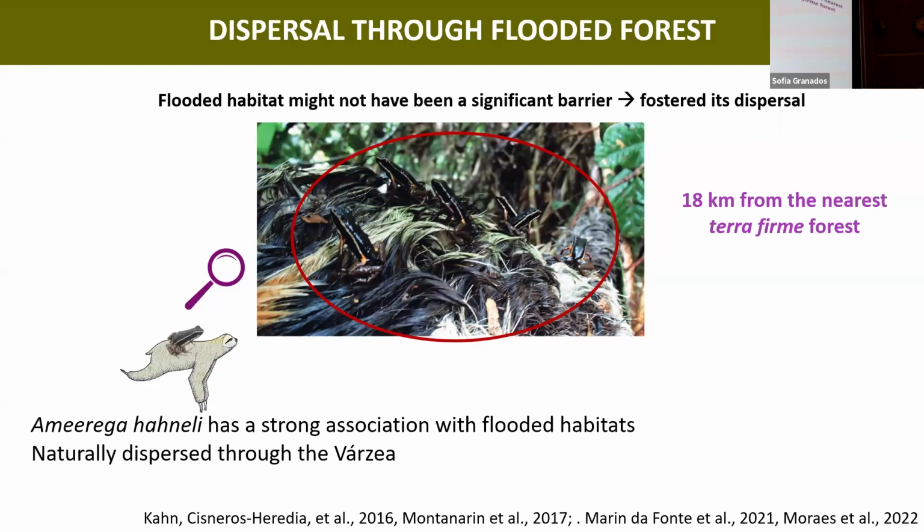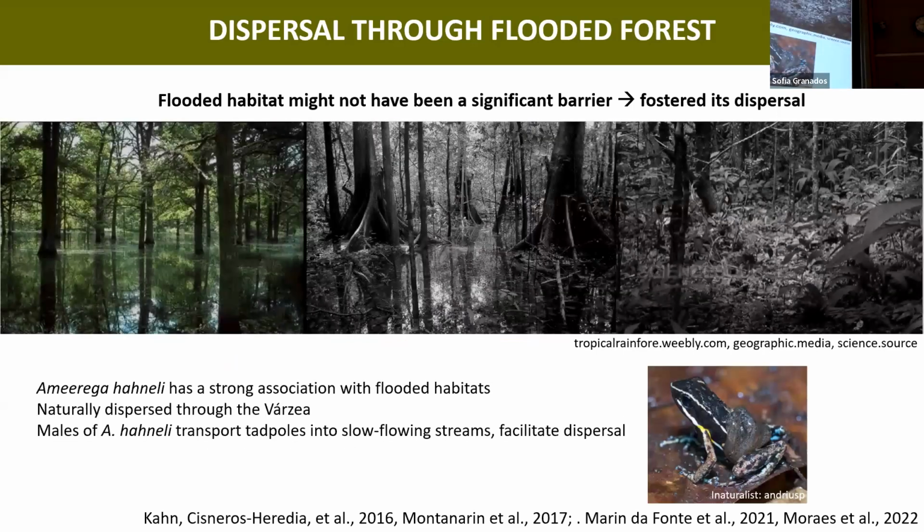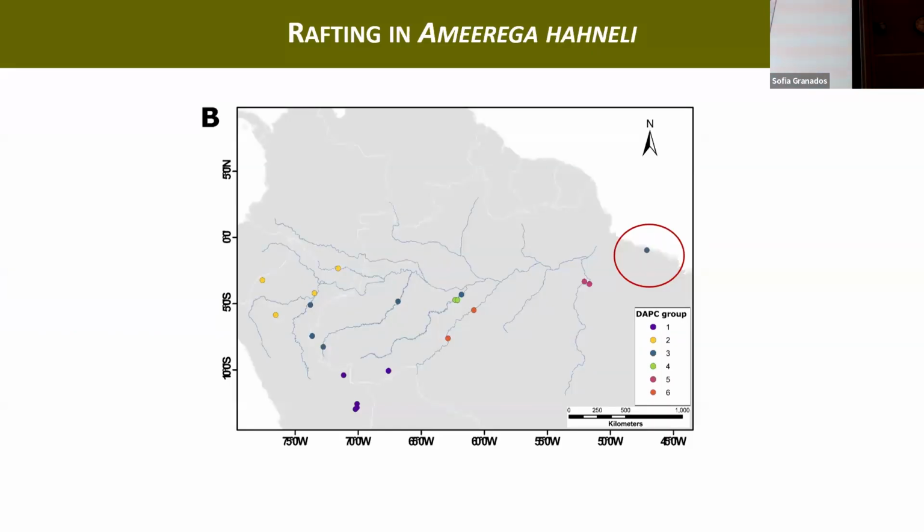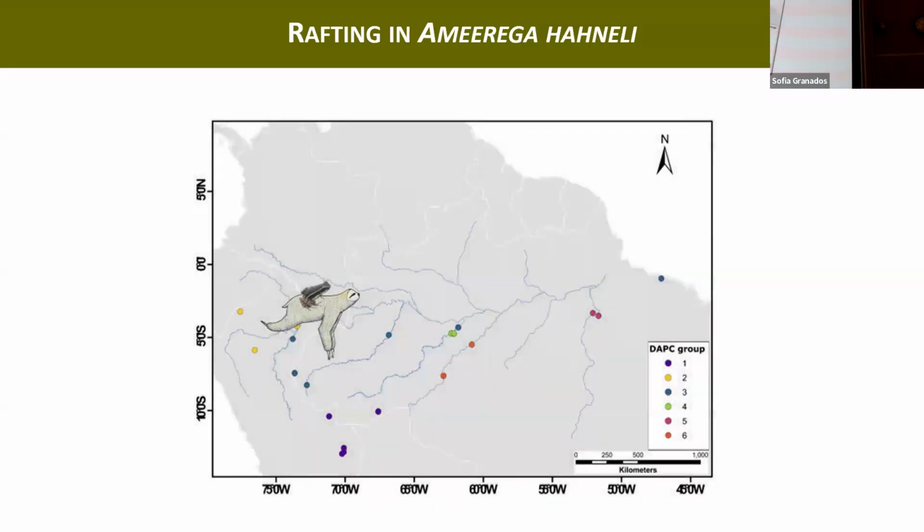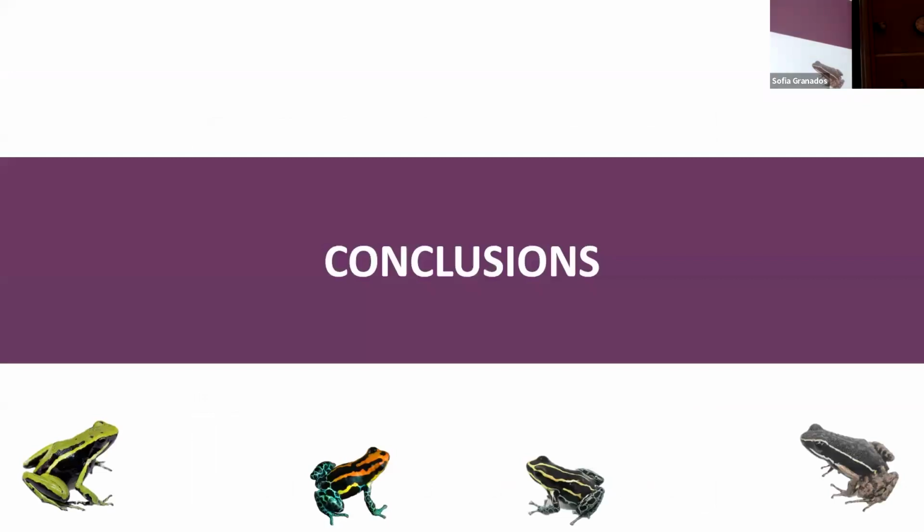This is also important because we detected some evidence of rafting in this species too, because this sample right here was nested within these other, more western populations right here. So there might be a reason to think that these populations right here also made their way all the way to the east, just using a ride to get there. So with that, I finished.